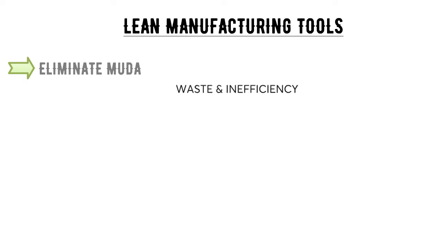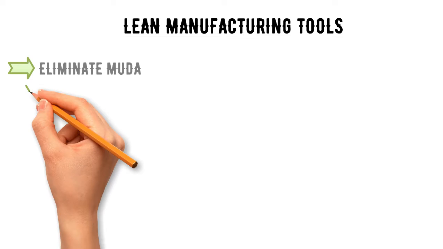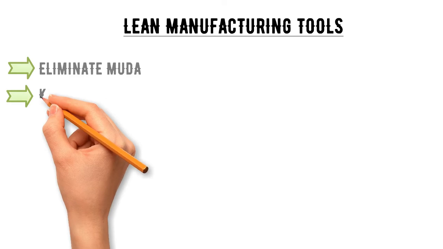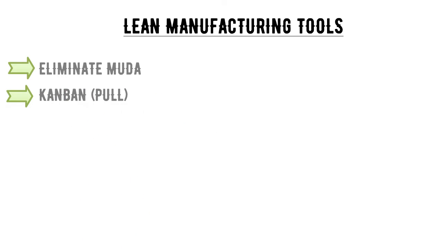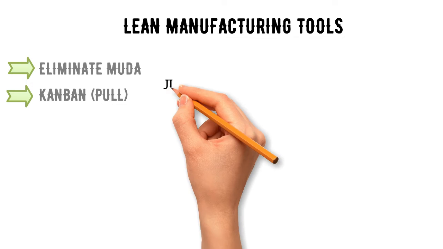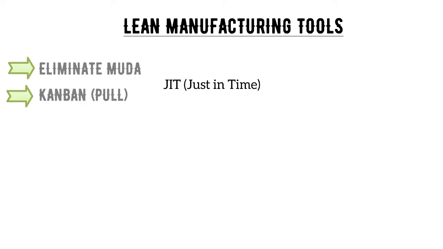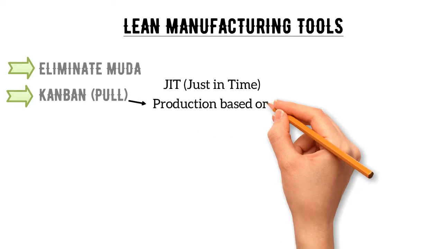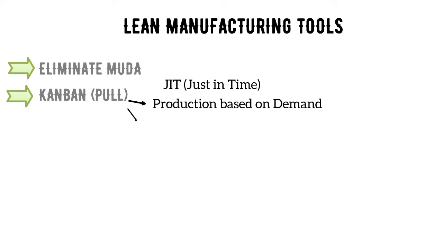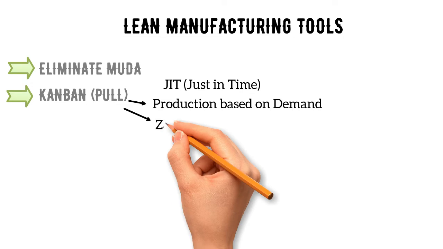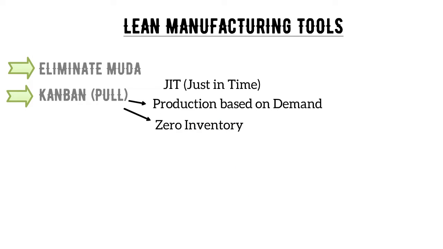Waste and inefficiencies can be minimized by using another tool called Kanban, which is also called the pull system. It means producing material or parts based on demand, that is, to produce only what is needed. This is also called JIT, that is, you are producing only what is required by your next stage. You are not keeping the stock available. Whatever we are producing, we are supplying as per the requirement of our next stage.